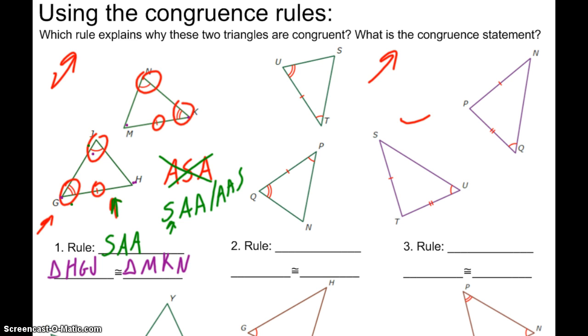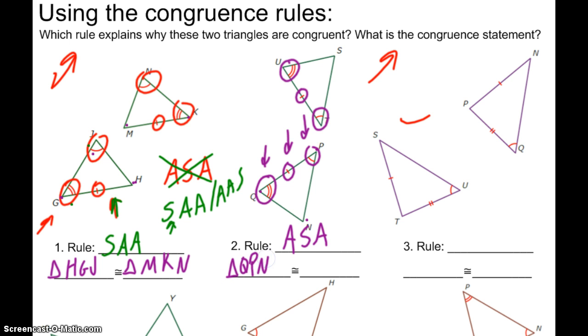Number 2, okay, what's the rule there? Well, if I look at these, they've got the same angle, the same side, and the same angle. So the rule is going to be angle, side, angle, or ASA, to prove that they're congruent. And again, my congruence statement: triangle QPN is going to be congruent to triangle, let's see what matches Q, U, thank you, UTS. And there it is.